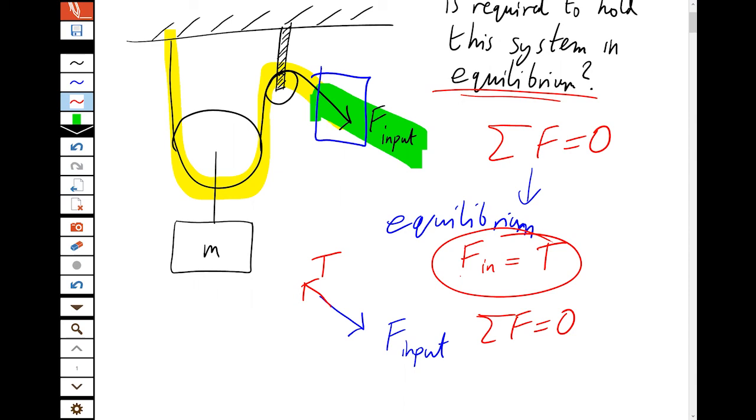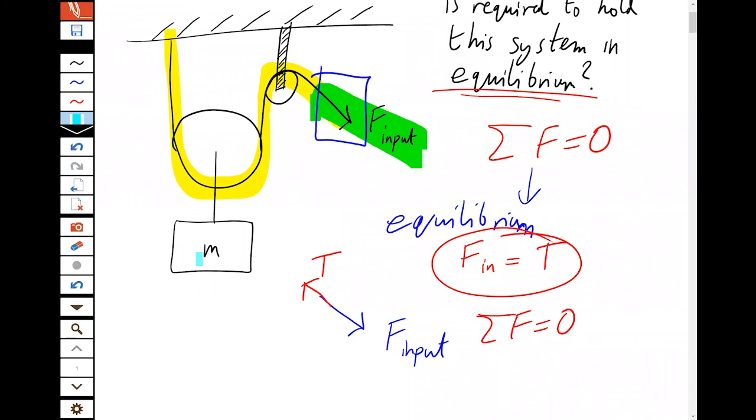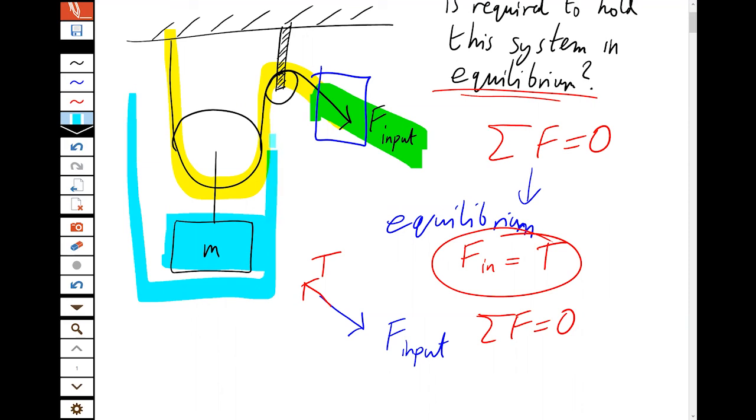Now we want to know what's required to hold this system in equilibrium. How do we do that? Well, there's only one other thing in the whole system to look at. We want to hold up this mass, M. And a mass means a weight. So we look at that mass being held up by the ropes.